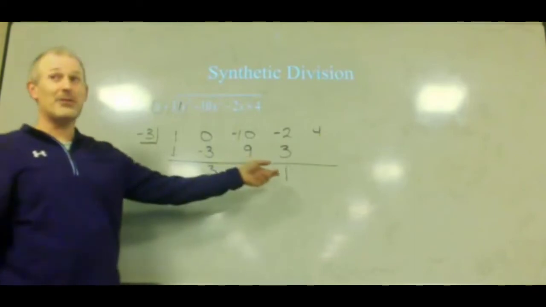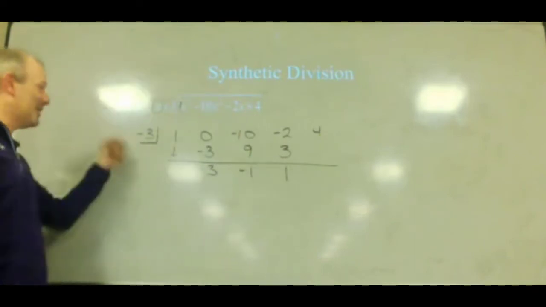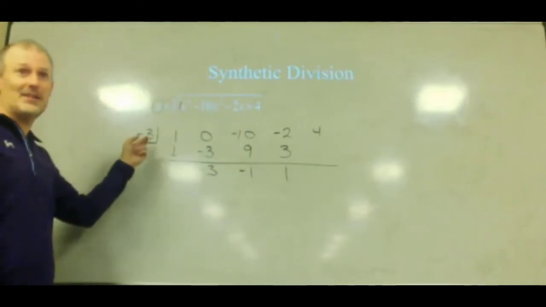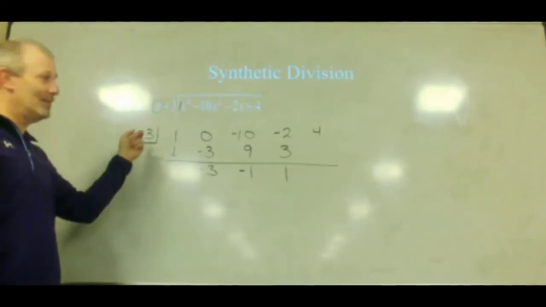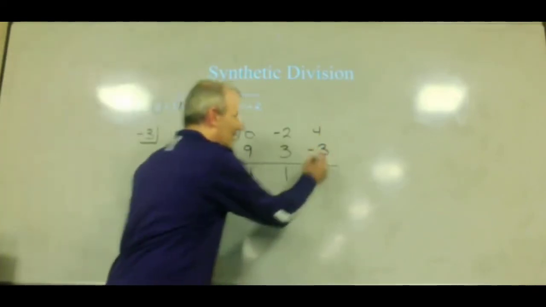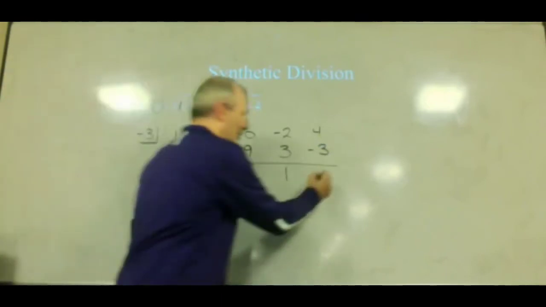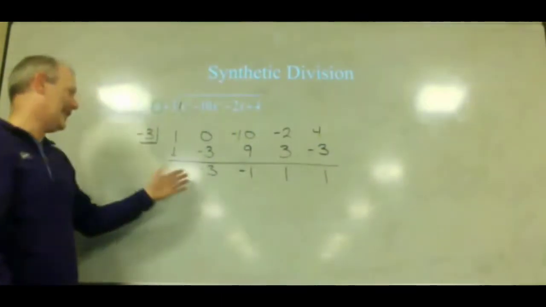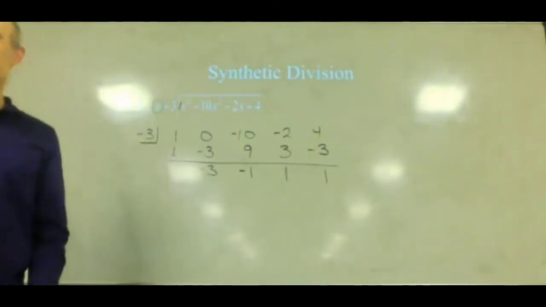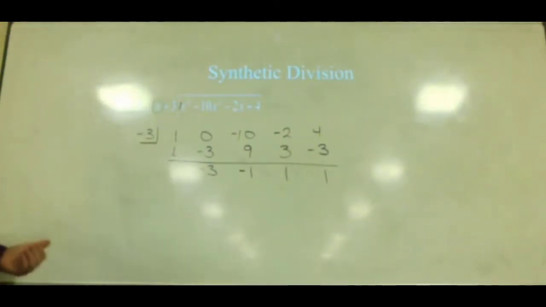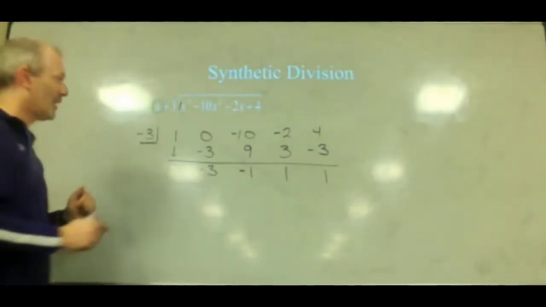What do you think we're going to do with the 1? Multiply by the -3. And what is that? And where's that going to go? -3 right here. And then we add and we get 1. Okay, now obviously our answer is not 1, -3, -1, 1, 1. That wouldn't make any sense. But here's how we do this.